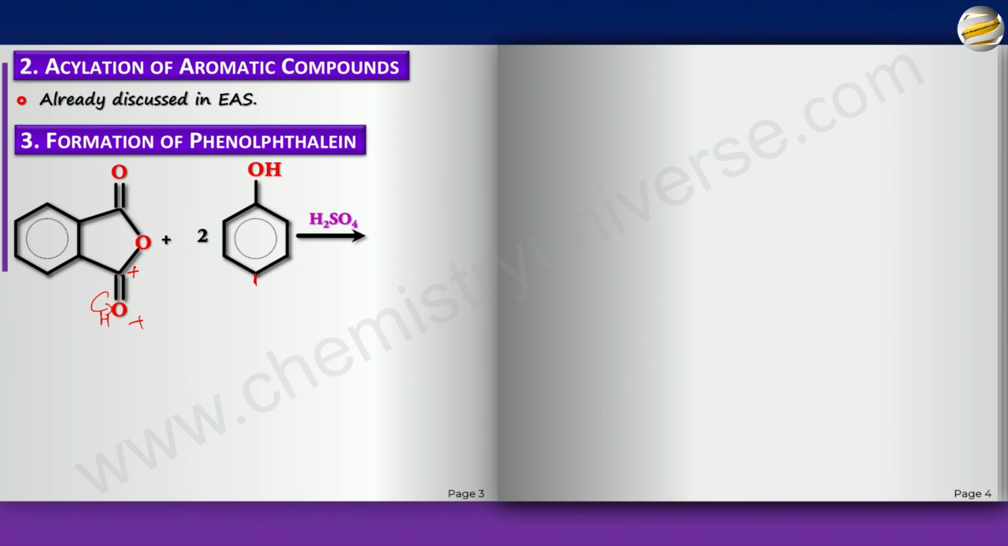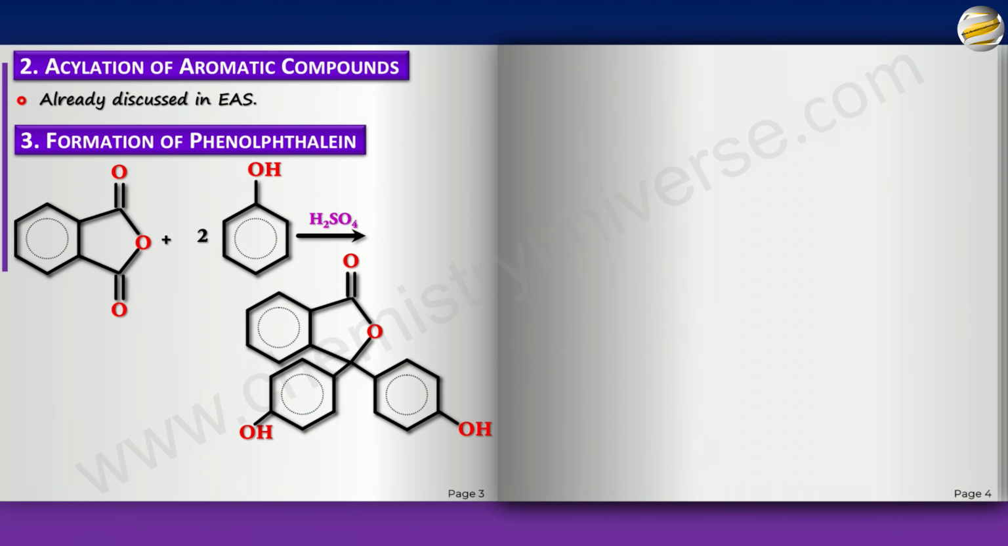Then again the H will protonate the OH here. It will be removed as water. Again you get a carbocation. You'll get another phenol attaching para here. So basically this is phenolphthalein. You find that 2 para phenols are attached to 1 carbon of the phthalic anhydride. This is phenolphthalein. Then we talk about formation of imides.